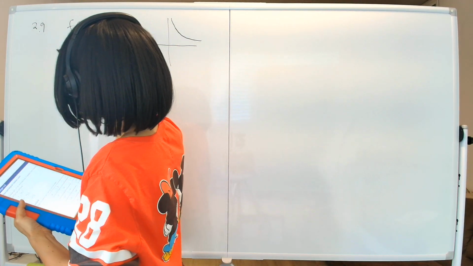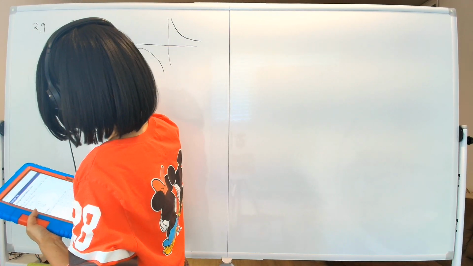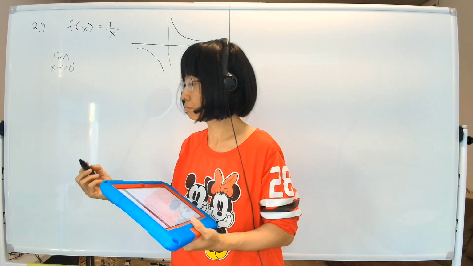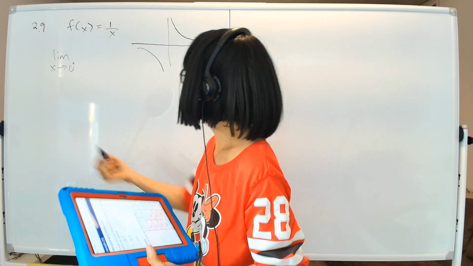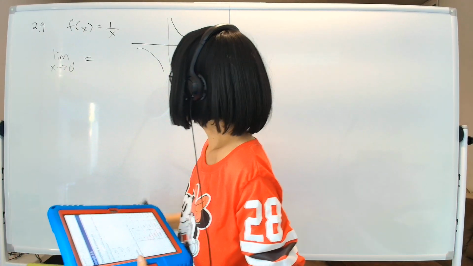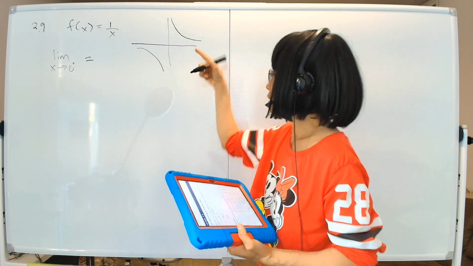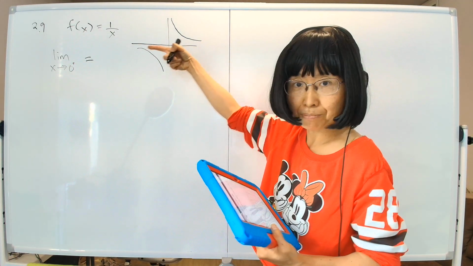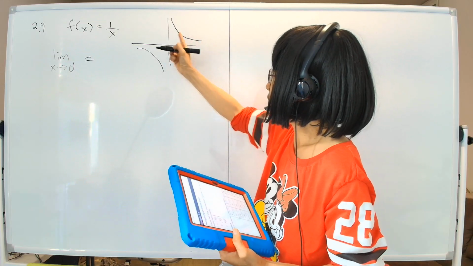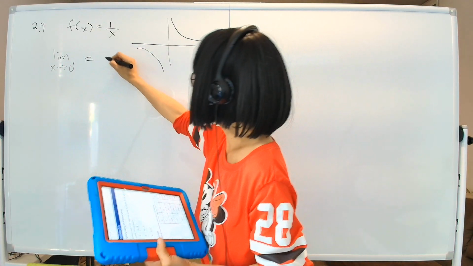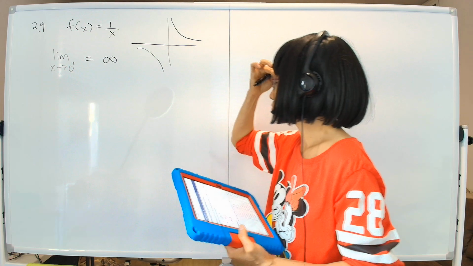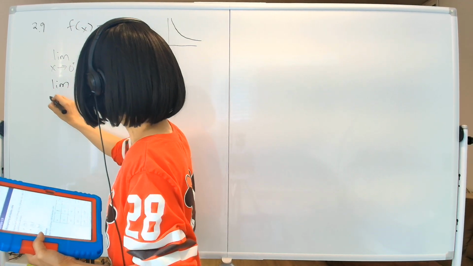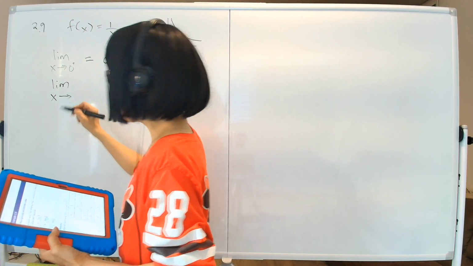First, let's approach 0 from the positive side. The limit as x approaches 0 from the positive side is what? Well, as you can see from the graph, as x approaches 0 from the positive side, here's 0, and the value just gets bigger and bigger. So the limit is positive infinity.